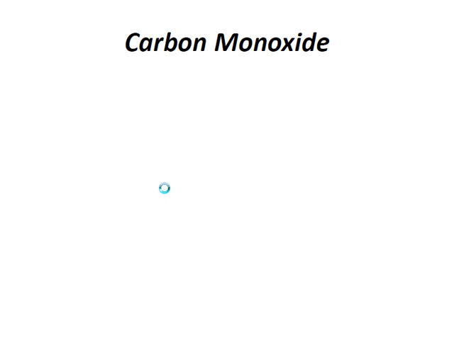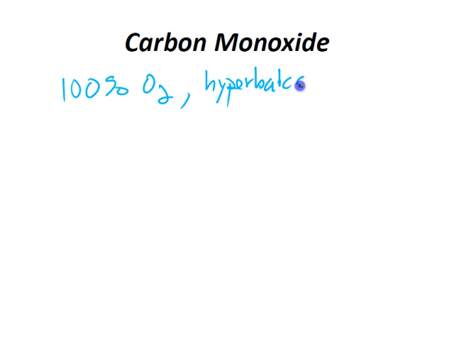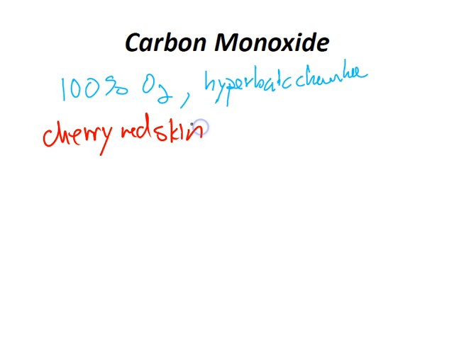And moving right along, carbon monoxide poisoning. Carbon monoxide, just treat them with 100% O2, oxygen, hyperbaric chamber, whatever you have to do. How are you going to know if someone has carbon monoxide poisoning, by the way? They're going to get cherry red skin. That's your clue. And all their mucous membranes are going to be confused, etc.